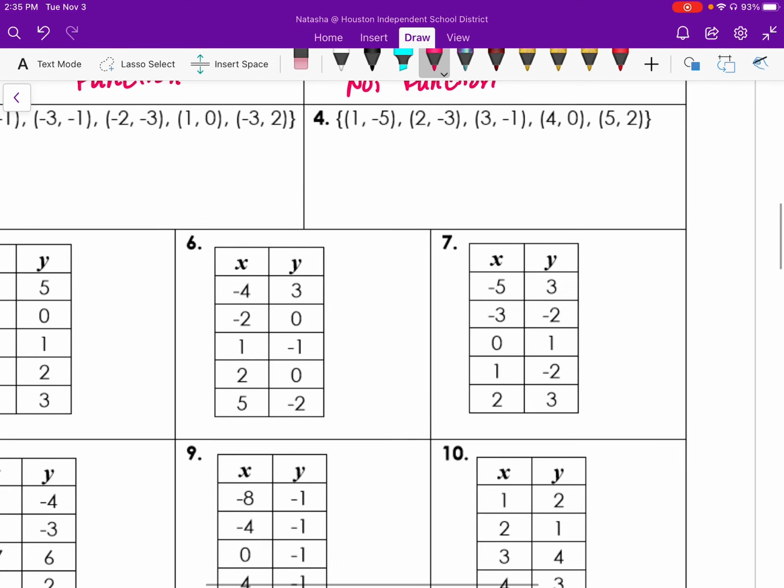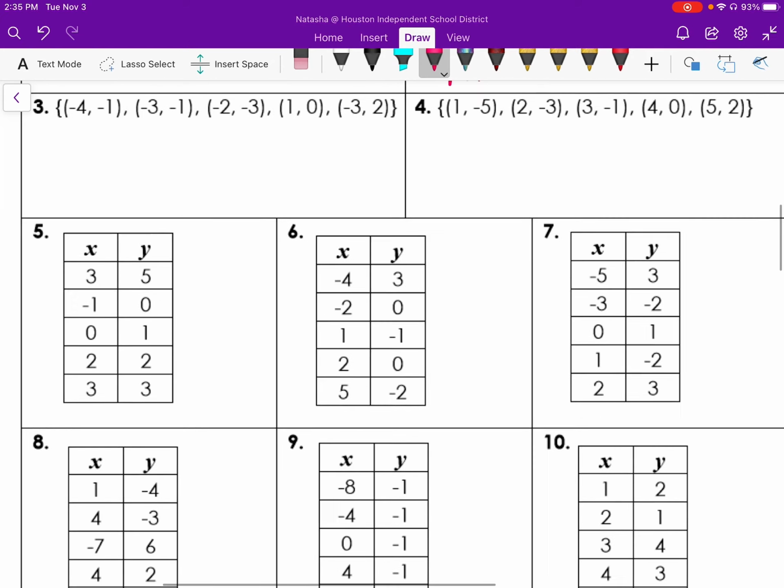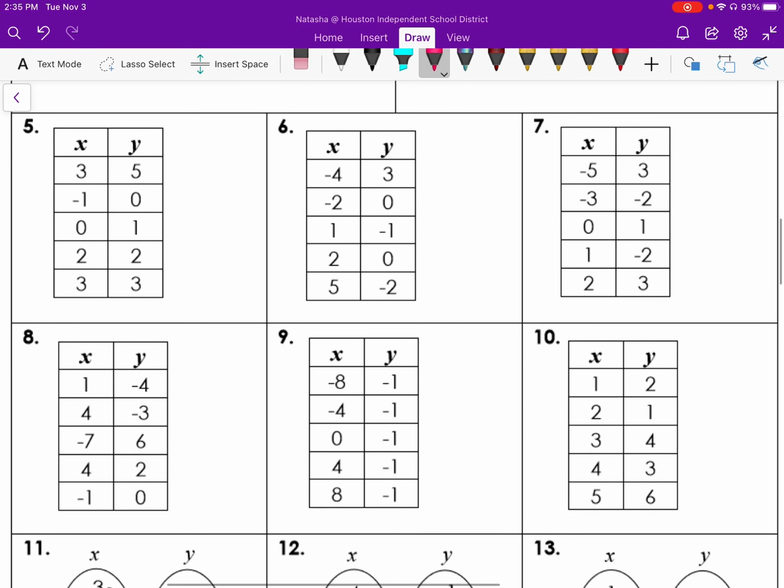Now for 3 and 4, I'm not going to go over them because this is pretty much the same thing. This is a really easy concept. For 5 through 10, again, all I need to see is, does an x value repeat? I have x values 3 and 3. That repeats there, so that is not a function.